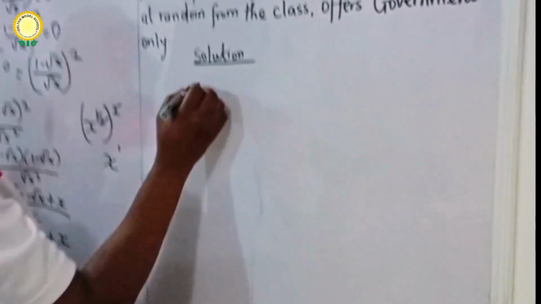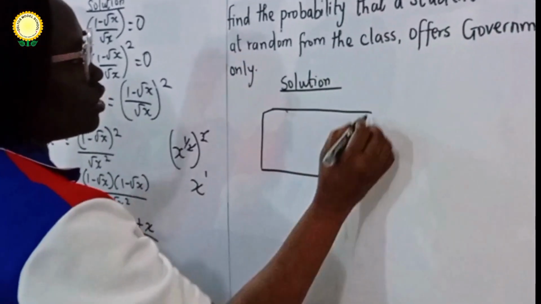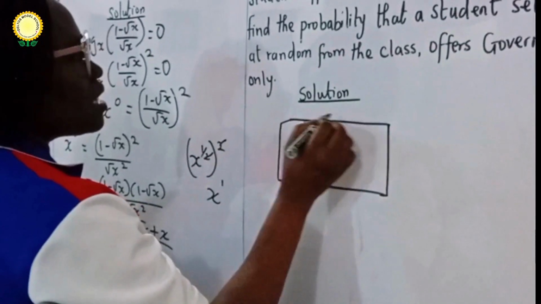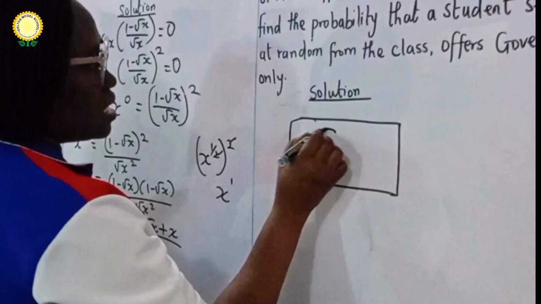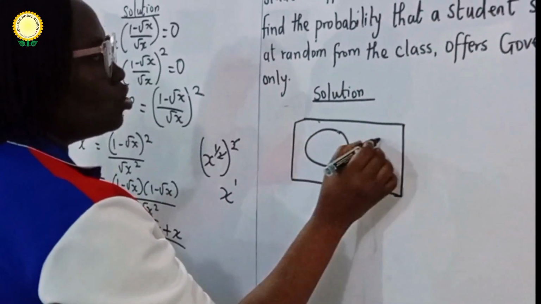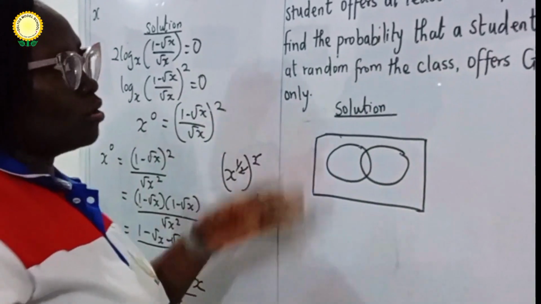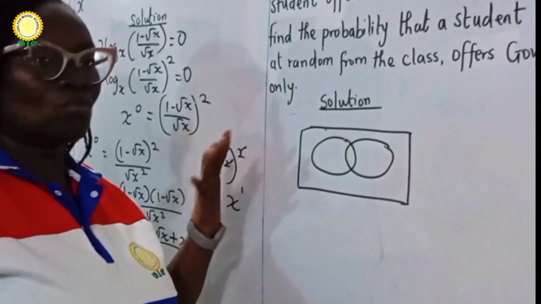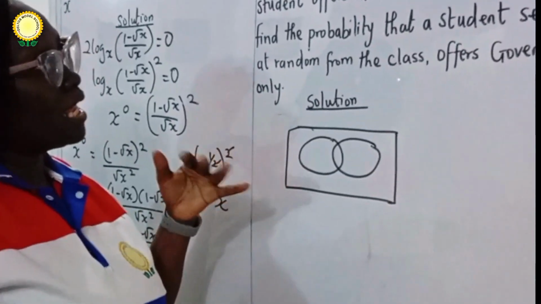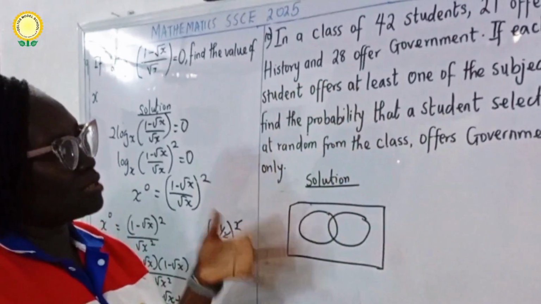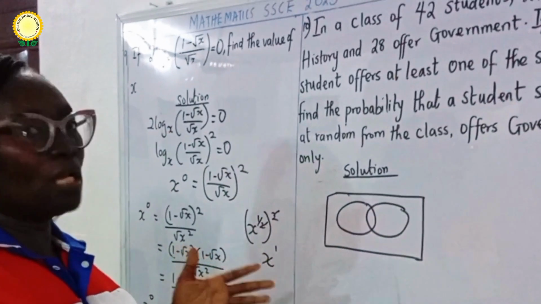Okay, so in a class of 42 students, it's very good for you to draw. I like drawing diagrams because it makes my work very easy, and it helps me to understand the question. I told us earlier that when you see a question, understand the question first before you start solving. So I've seen that this is a set question, and there's a clause that shows that some people are offering more than one subject.